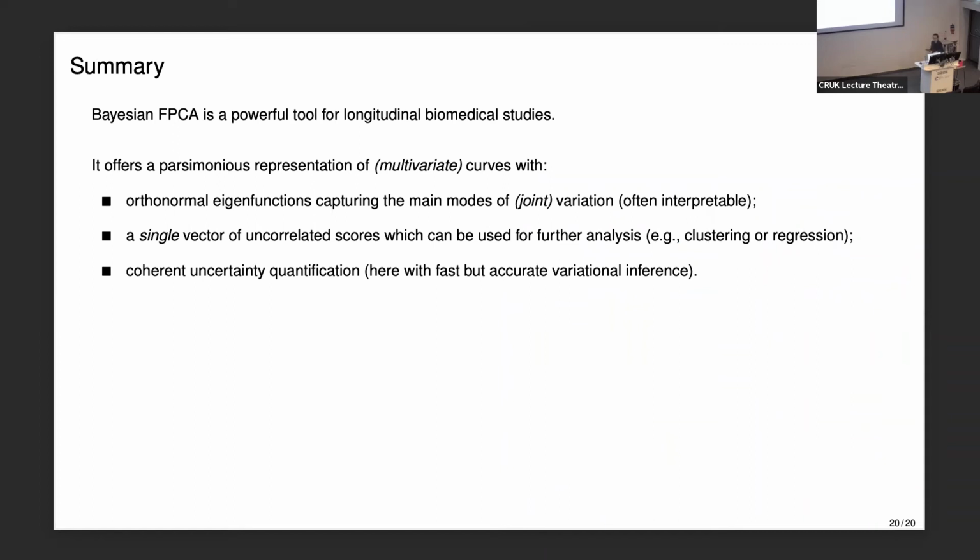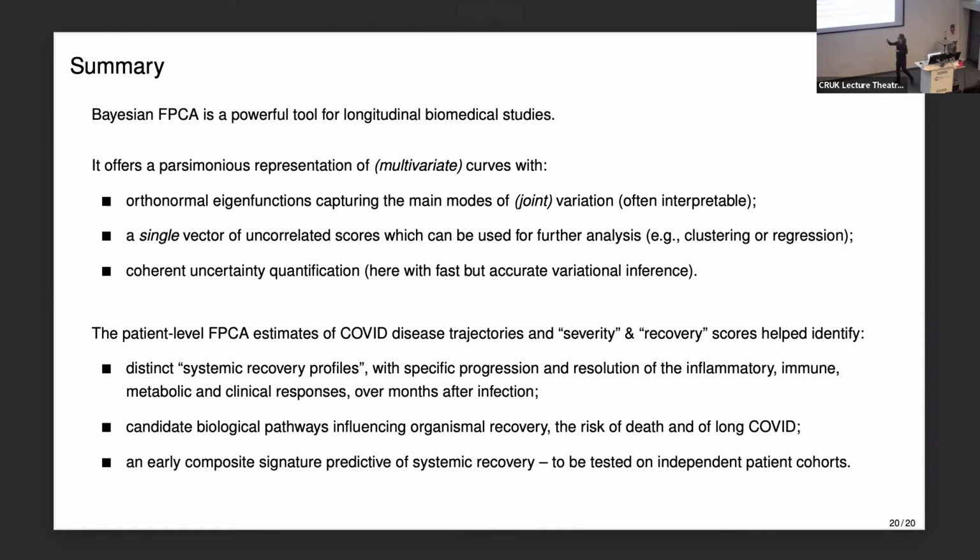Okay, so let me conclude very quickly. I hope I have convinced you that FPCA and multivariate FPCA is a powerful tool to characterize the variation in longitudinal biomedical data. And with the patient level FPCA estimate for the COVID disease trajectories and scores, we could really come up with some mechanistic hypotheses. And also we could make a case that it could be beneficial to include specific markers in routine blood tests because they may be good early predictors of incomplete recovery.